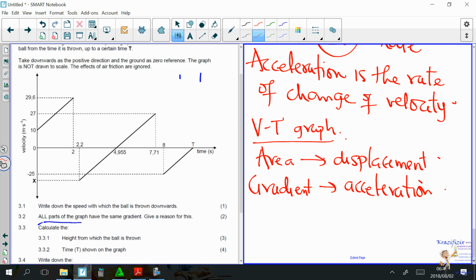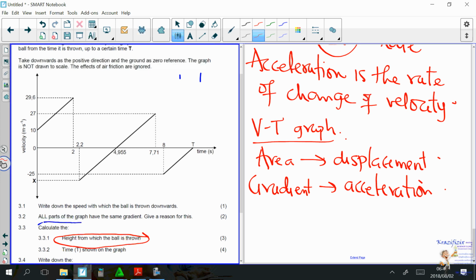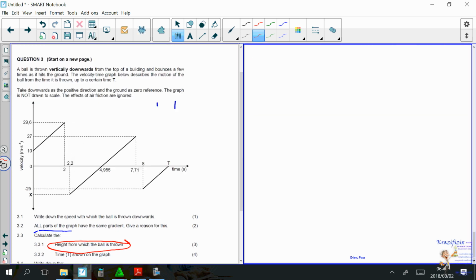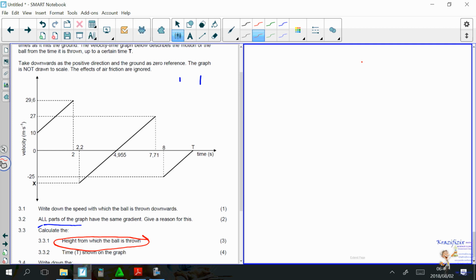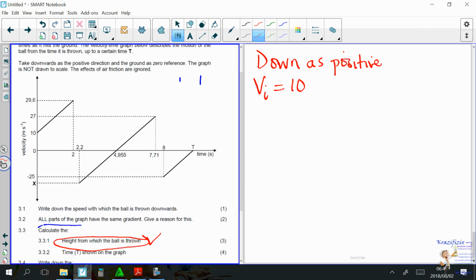Number 1, 3.3.1. Calculate the height from which the ball is thrown. It is always easy when you write down the given data. We're going to try to look at so many options here, and this is what makes this video quite lengthy, but of quality. What do we know? Downward as positive. What's my initial velocity? 10.